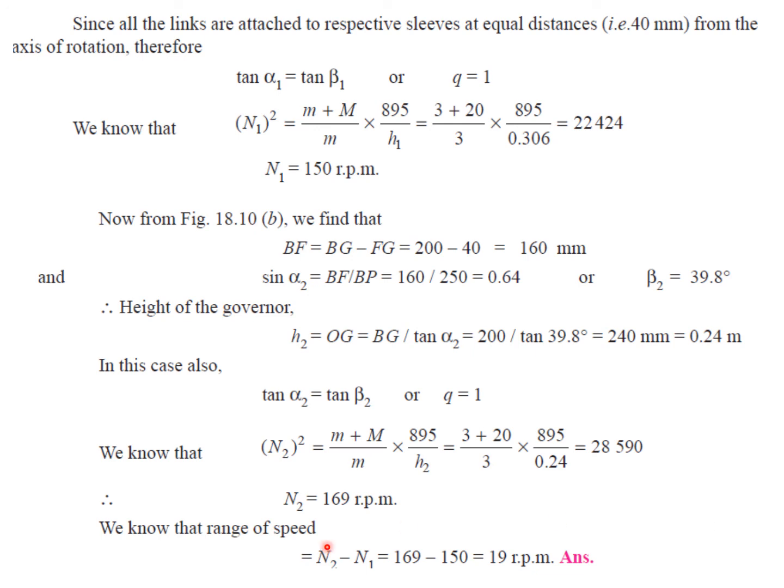Next we find the range of speed, that is N2 minus N1, 169 minus 150, which is 19 rpm. So here we have studied how to solve problems on the Porter governor.